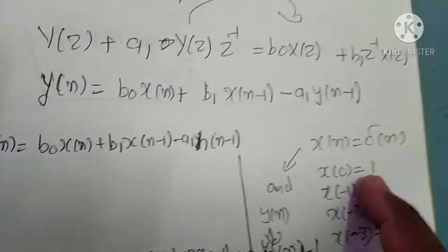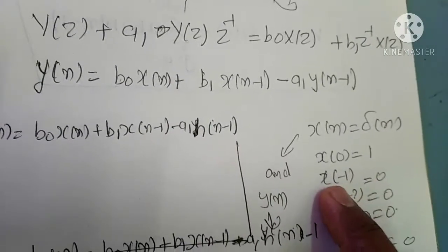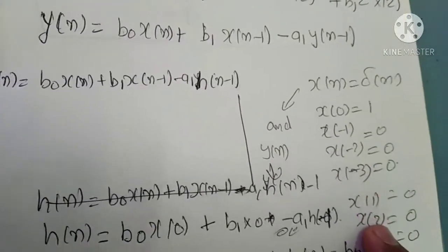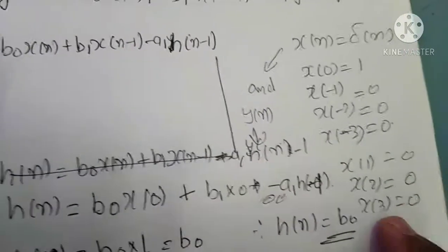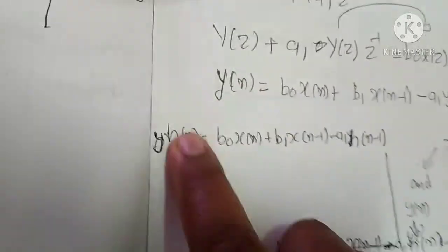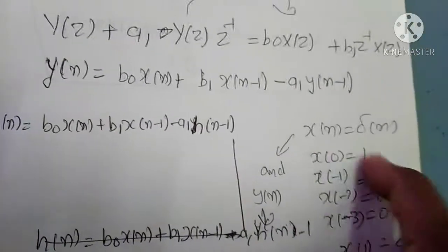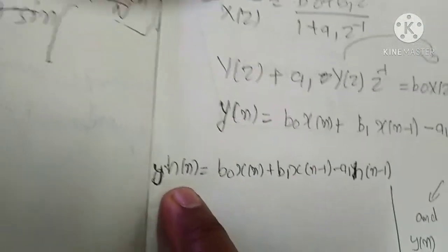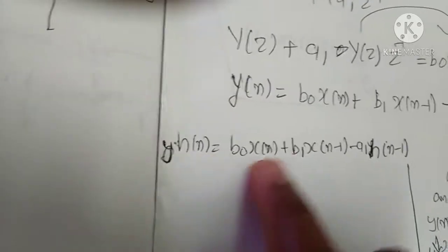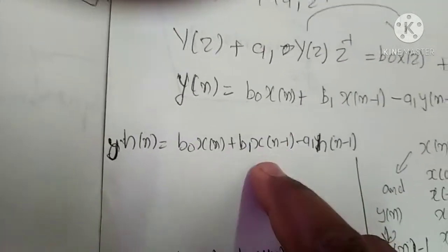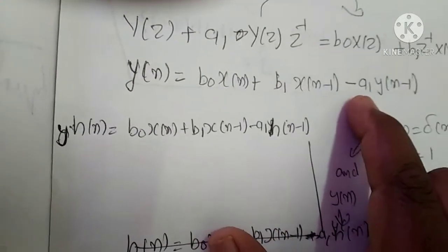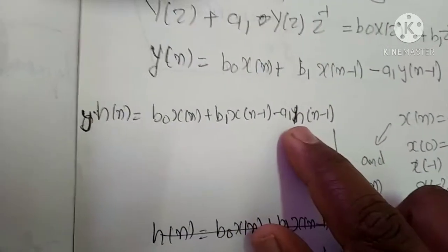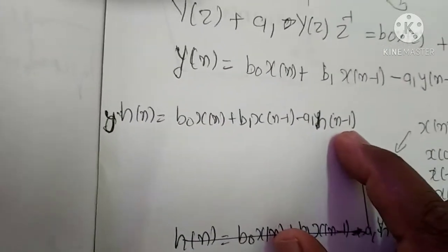We know that x of 0 is equal to 1 for x of n is equal to delta n. X of minus 1 is 0, minus 2, minus 3, and x of 1 is 0, x of 2 is 0, and x of 3 is 0. So now because our y of n is nothing but h of n, if I take x of n is equal to delta n, y of n is nothing but h of n. So I am taking this as h of n, and this value as b0 into x of n, b1 into x of n minus 1, and minus a1 into y of n minus 1.